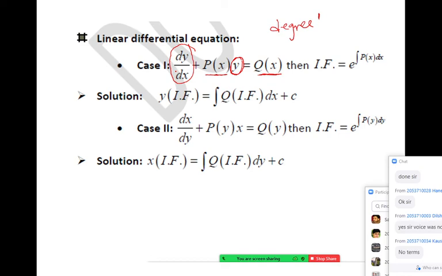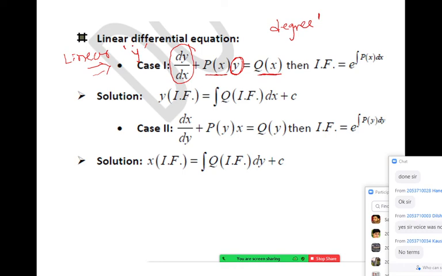But to solve this linear first order differential equation, if there is only dy by dx and only y is present, then it's linear in y. So this differential equation is linear in the variable y. Okay, so that is an important thing.